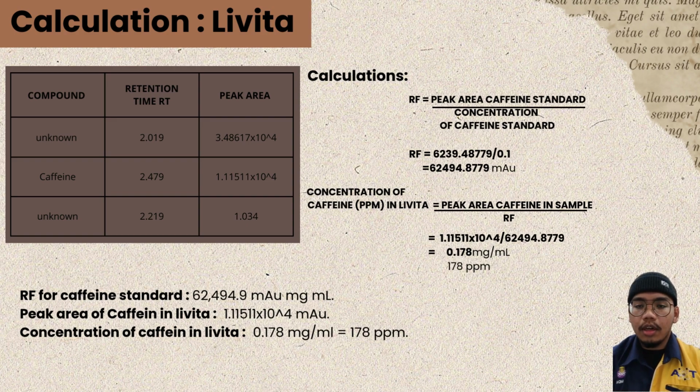For caffeine in Levita, the response factor for standard caffeine is 62494.8779 milliabsorbance. For concentration, we are using the formula. The concentration of caffeine in Levita is equal to the peak area of caffeine in the sample over the response factor, which is 1.11511 times 10 to the power of 4 over 62494.8779. The concentration is equal to 0.178 mg per mL, which is equal to 178 ppm.